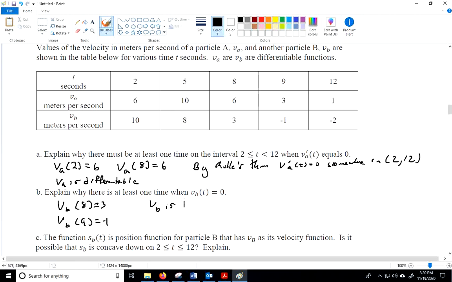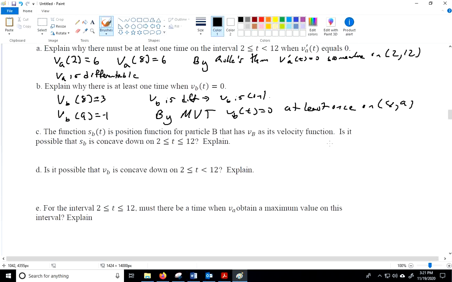V sub b is differentiable, and so therefore V sub b is continuous. And this is the mean value theorem. By the mean value theorem, V sub b of t equals 0 somewhere, or at least once, on the interval from 8 to 9.